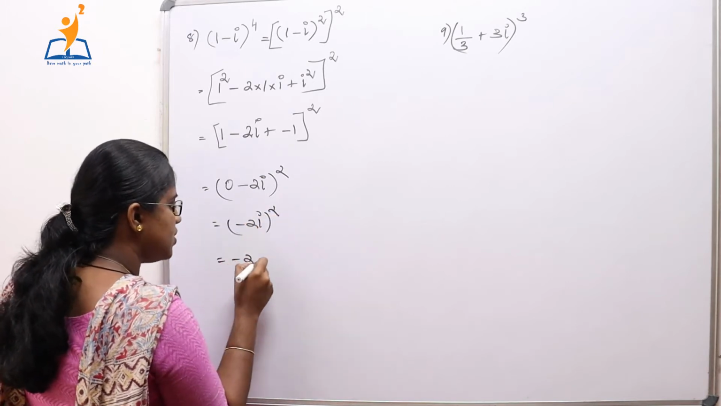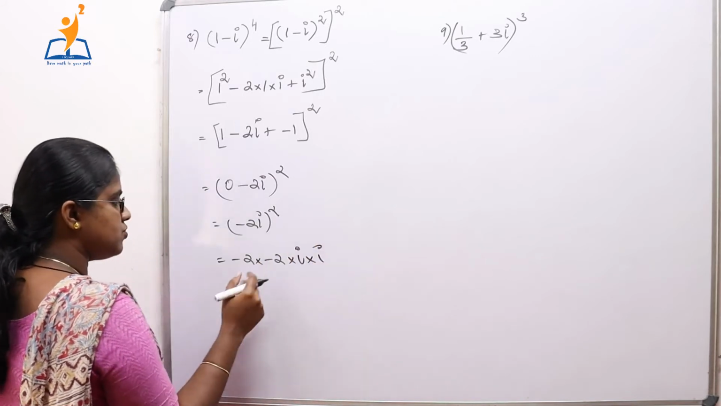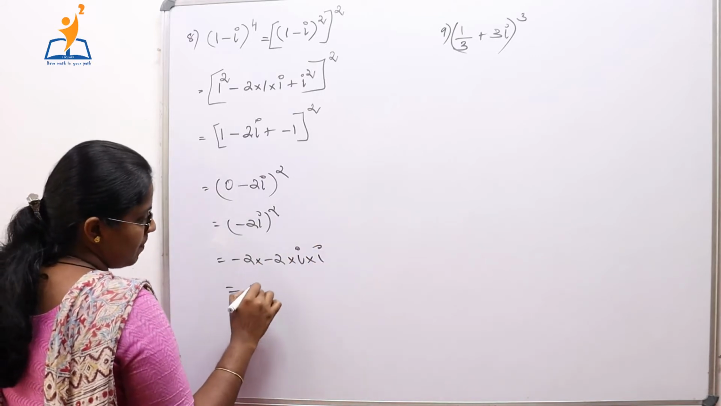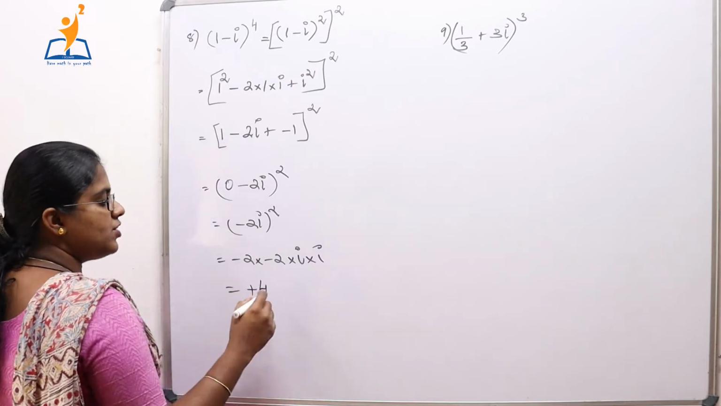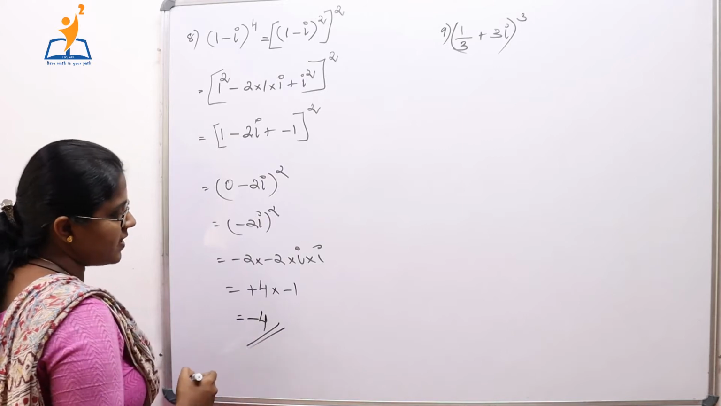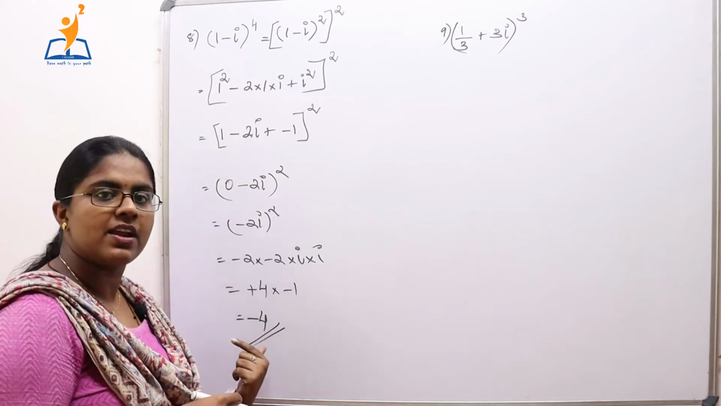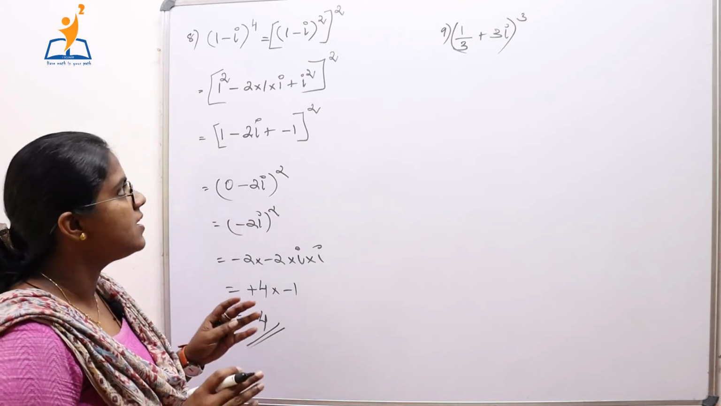That is minus 2 into minus 2 into i into i. Minus 2 into minus 2 is plus 4. And again i into i is i square, which is minus 1. So the answer is minus 4. So it is of the form a plus ib with the real part minus 4 and imaginary part 0.